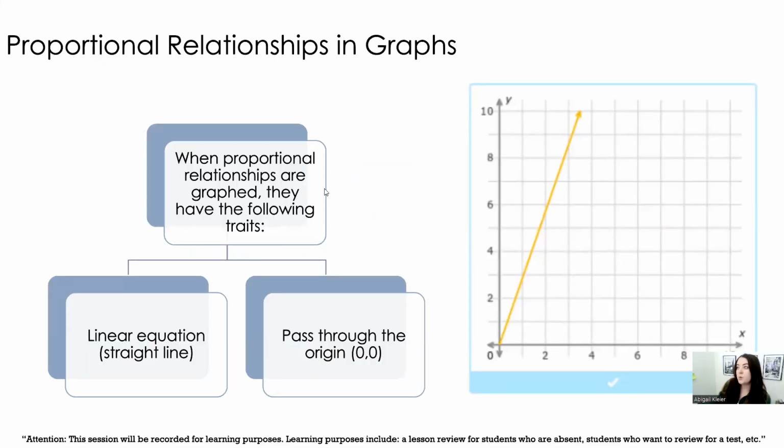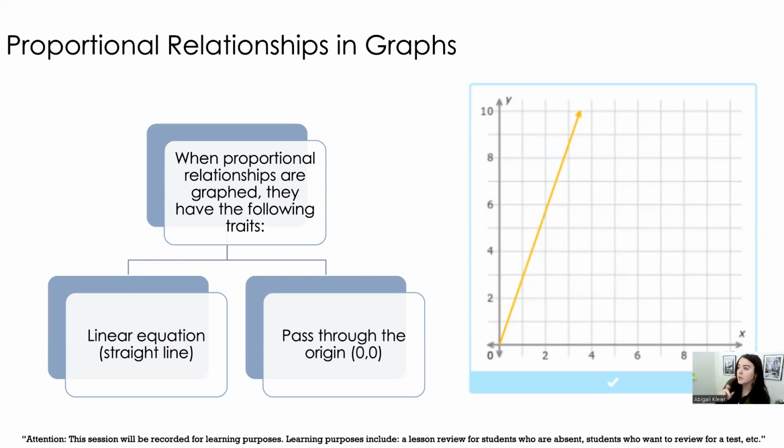When we're talking about proportional relationships in graph form, proportional relationships follow two main qualities. If a graph does not look like this, then it cannot be a proportional relationship. Those two qualities are written on the board here. The first one is it has to be a linear equation, so that means a straight line. There cannot be any bend or any curve in the line. As you can see in that graph, the yellow line is completely straight. It is linear. There is no bend or curve in that line.